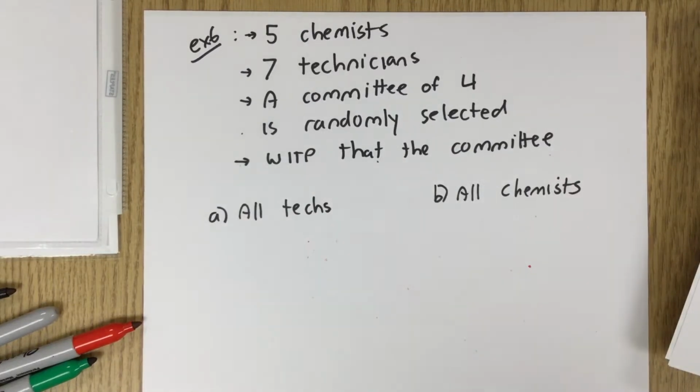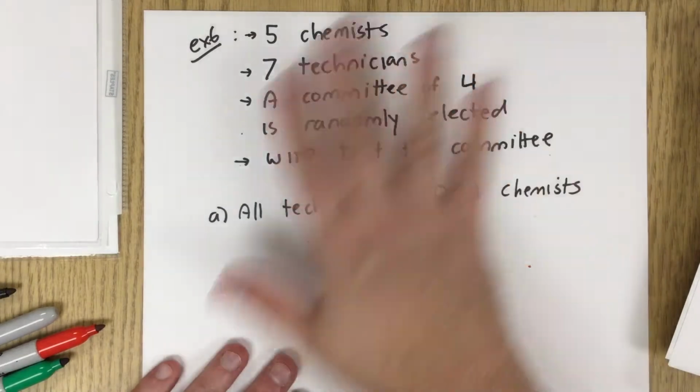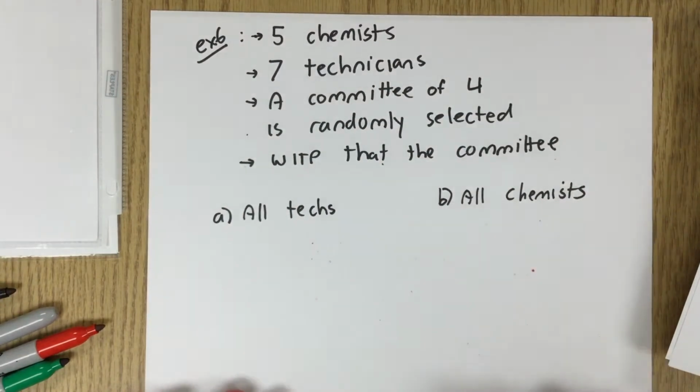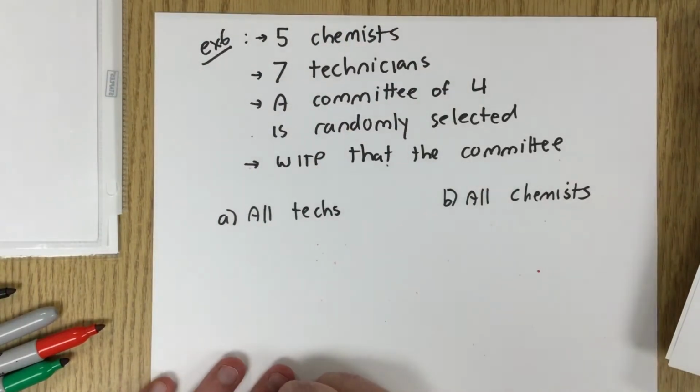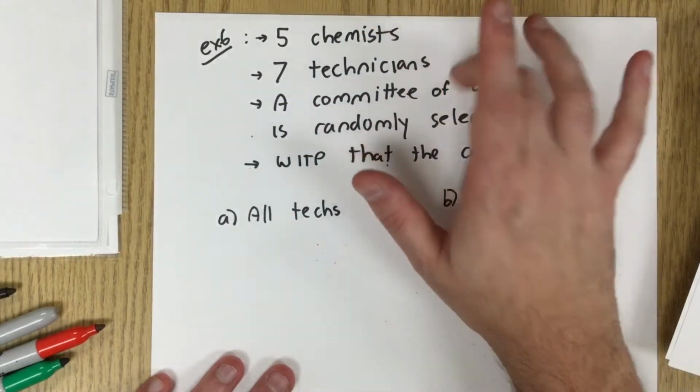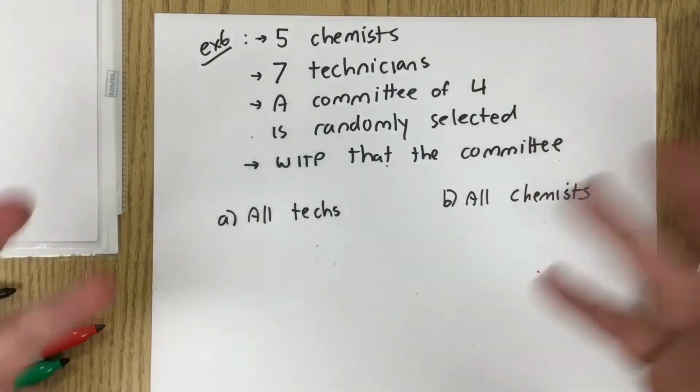Okay, so I've pre-written the next batch of examples. Example 6 is going to be a long one. There's going to be a lot of parts. We're going to go back to chemists and technicians. There are 5 chemists, 7 technicians, and we're going to be making a committee of 4.